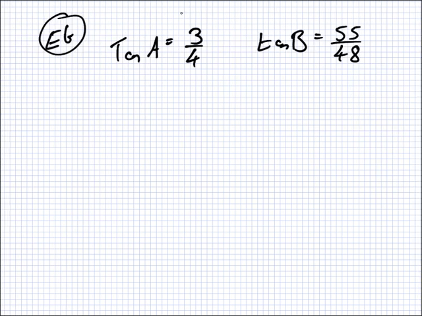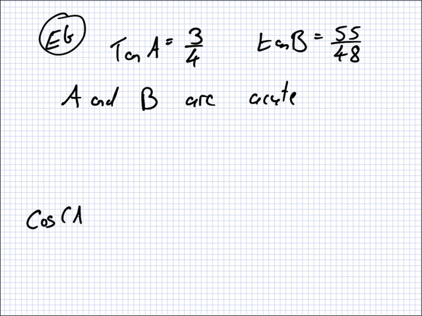I tell you, A and B are acute. So which quadrant are they in? Quadrant 1. Good. And my question is to calculate cos of A minus B. So we need cos A cos B plus sine A sine B.